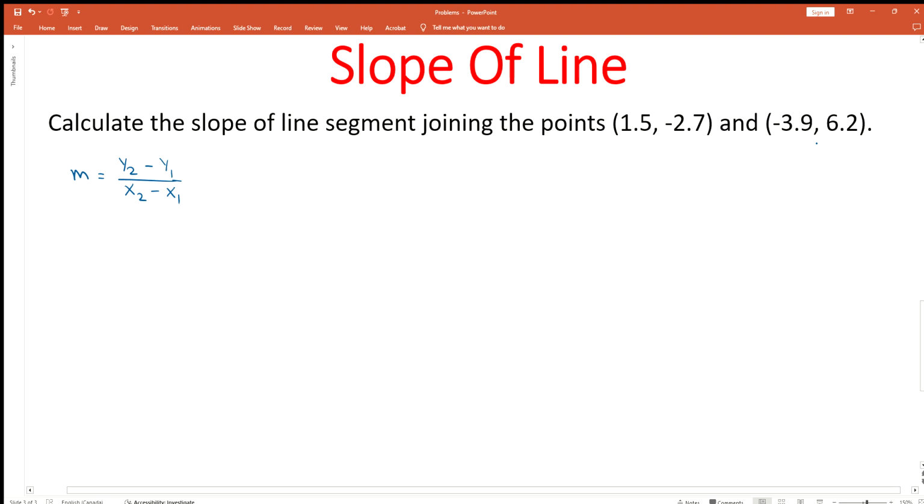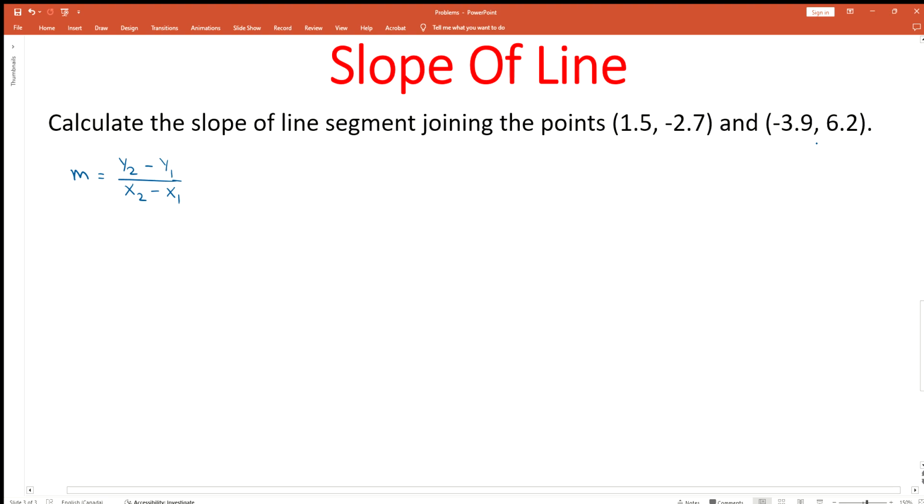In the two given points, all coordinates are in decimal form, but that does not change the steps for finding the slope of the line segment. We calculate the slope the same way we do for points with whole number coordinates.